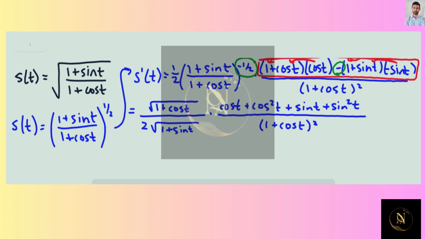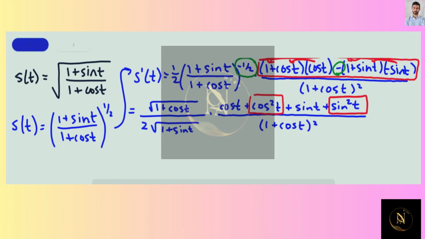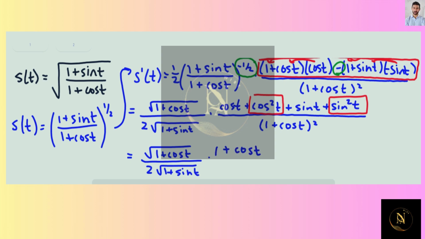Okay, now remember your trigonometric identities. Cosine squared t plus sine squared t is what? Do you remember? Cosine squared theta plus sine squared theta, or t or x or whatever you want to use in there, is 1. So we can replace that with a 1. So at this point we have the square root of 1 plus cosine t over 2 times the square root of 1 plus sine t, times 1 plus cosine t plus sine t, over 1 plus cosine t quantity squared.